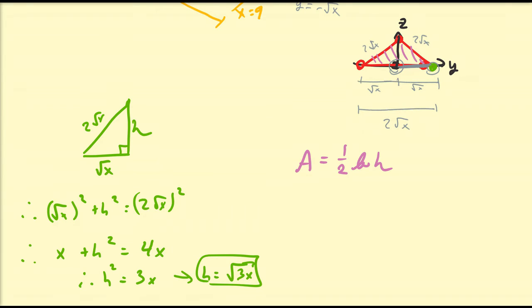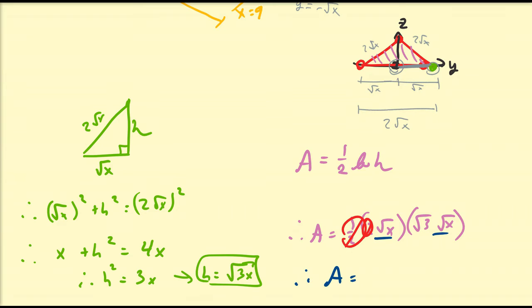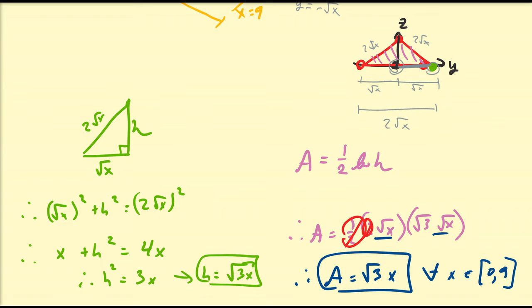So if that is the height, then the area for any one of those triangles is going to be 1/2, so the base is going to be 2 square roots of x, and the height is going to be the square root of 3 times the square root of x. So we can do some simplifications here. 1/2 will cancel, which is nice. Square root of x times the square root of x is just going to be equal to x. So therefore the area formula is going to be equal to root 3 x. And that's going to be true for all x in the interval 0 to 9.